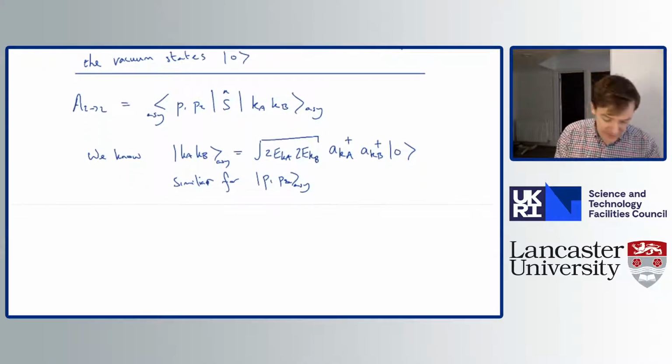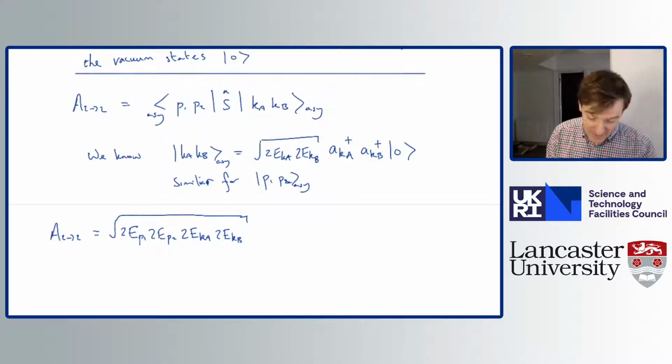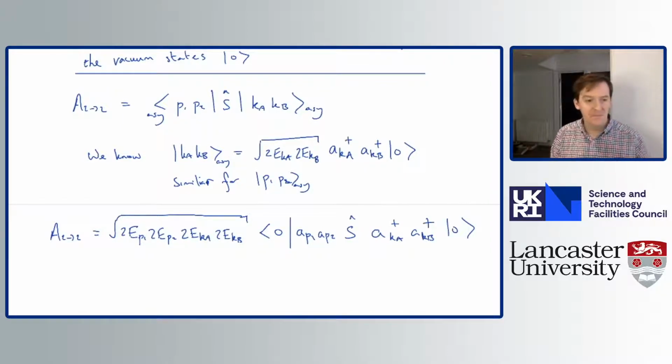So that means we can rewrite the amplitude above for the 2 to 2 process. We have all of these square root factors. Fine. And then we get to the interesting bits. Let's rewrite it in terms of the vacuum. So we've got 0, and we're going to have a P1, a P2. Obviously we have to take the conjugate. When we take the conjugate of the creation operator, we get the annihilation operators. That's why it's annihilation operators with P. And then we have S as before. And then we're going to have a_Ka, a_Kb. So we have succeeded in our first step.